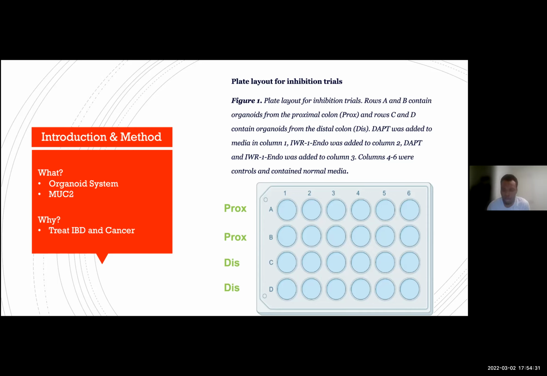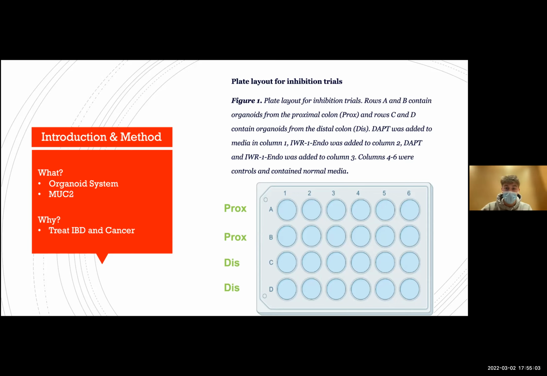So what are we doing? The purpose of this research is to create an organoid system capable of releasing MUC2, a glycoprotein present in the gut. Why? Well, the reason it is important to create a system for MUC2 release is because MUC2 could be used to treat inflammatory bowel disease and colon cancer.